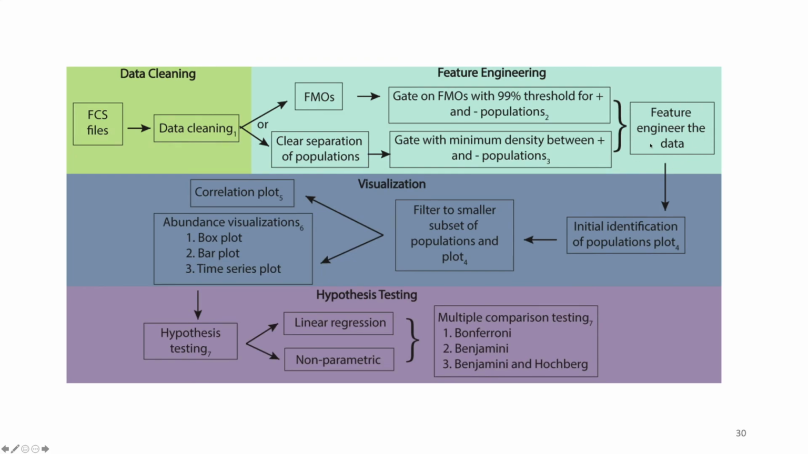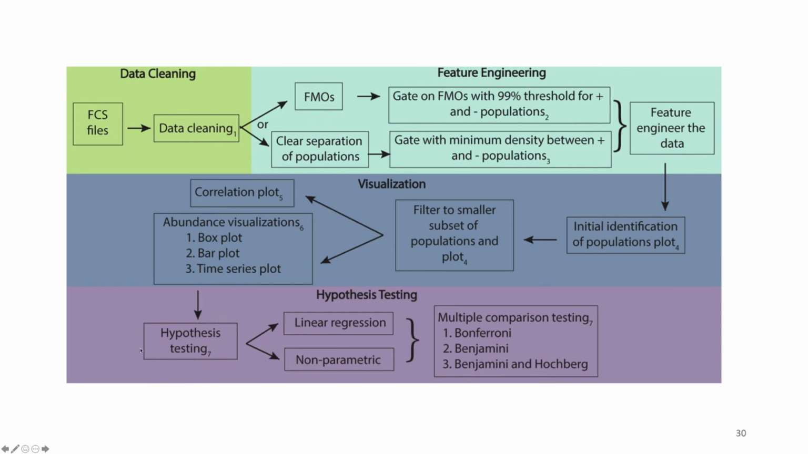From there, we can feature engineer the data. We then do initial identification of all of the different populations. From there, we can filter to a smaller subset of populations of interest. And we can do correlation plots to try to compare the different populations identified, and do a variety of different abundance visualizations. You can do box plots or bar plots if you don't have timeline data or time series data, or you can do time series plots if you do have multiple time points.